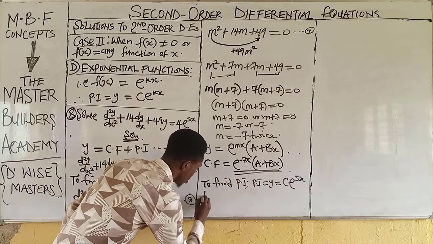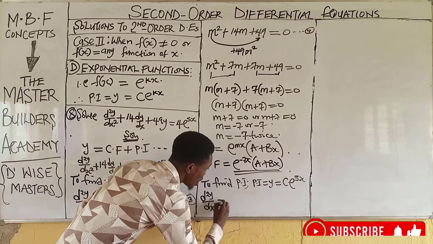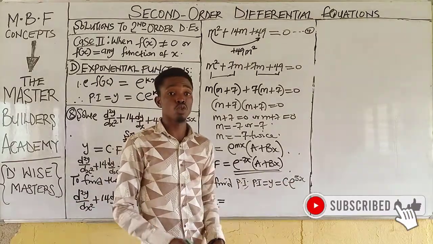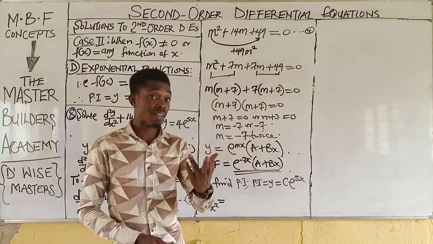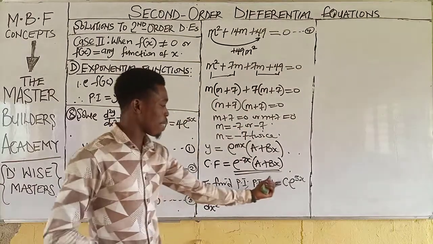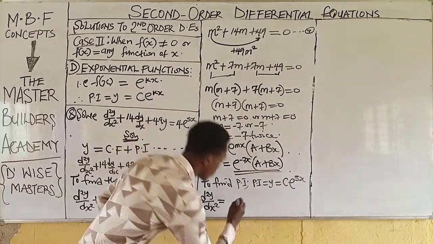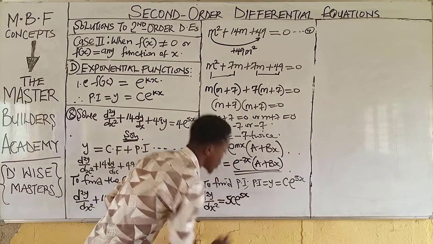Therefore, we differentiate dy/dx. Like I explained before, all you just need to do is to differentiate the power of the exponential function, which is 5x. When you differentiate 5x, guys, you have 5. And that 5 will now multiply the coefficient of the exponential function. So we will have this as 5c exponential 5x.